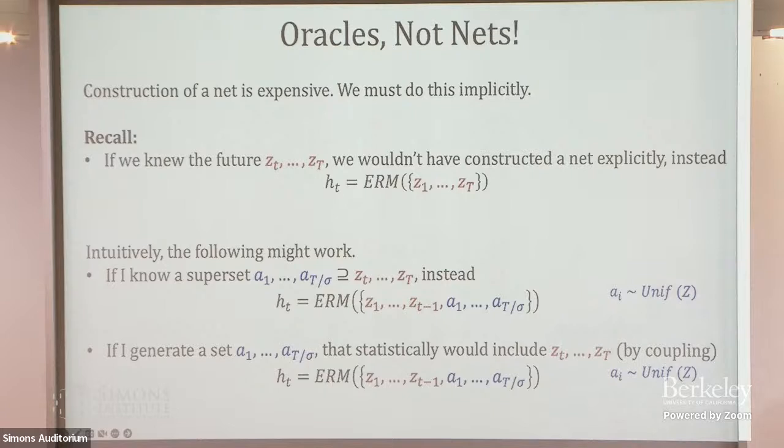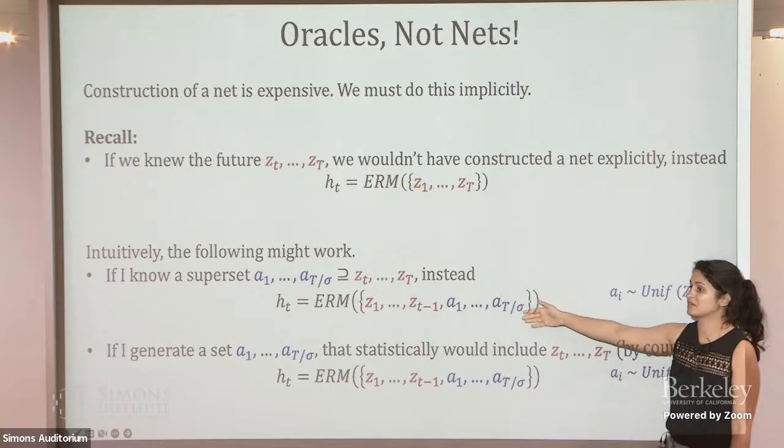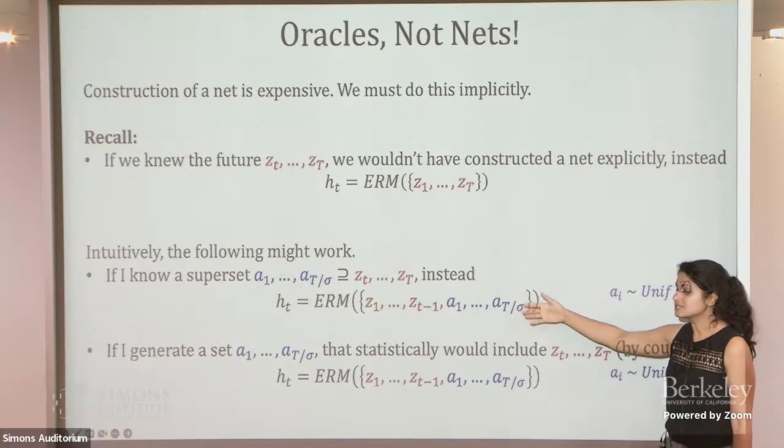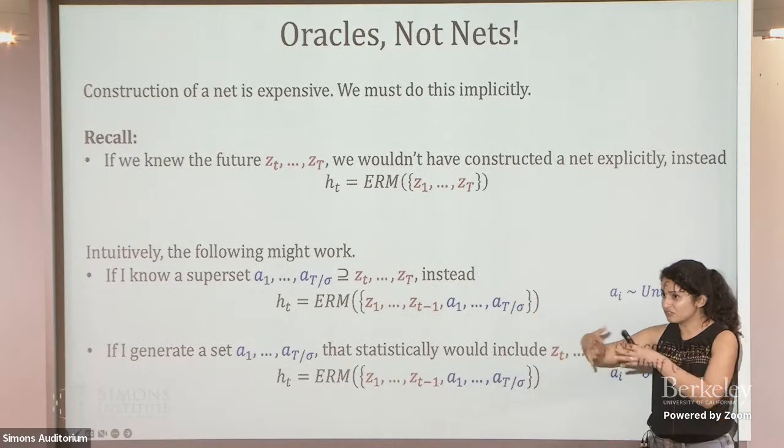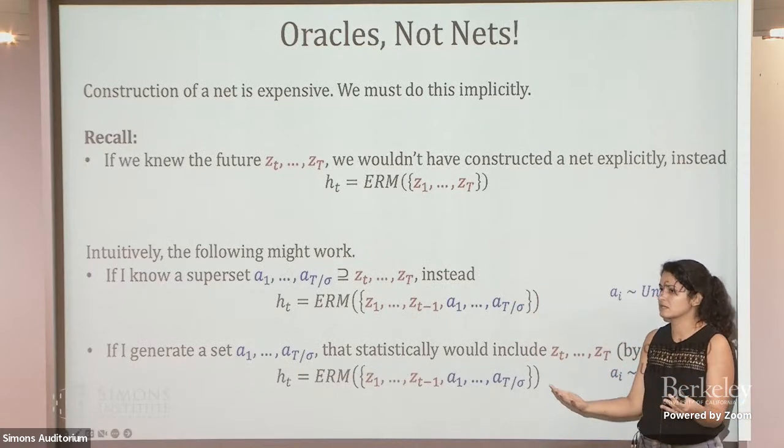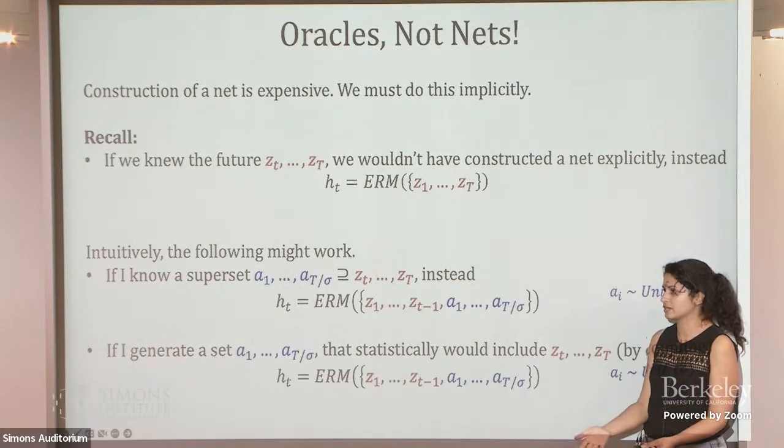This is the intuitive idea. If I don't want to have nets and I want to work with oracles, then it's okay as long as what I'm generating and putting into my future looks like, statistically, it could have been a pessimistic approximation of my actual future.